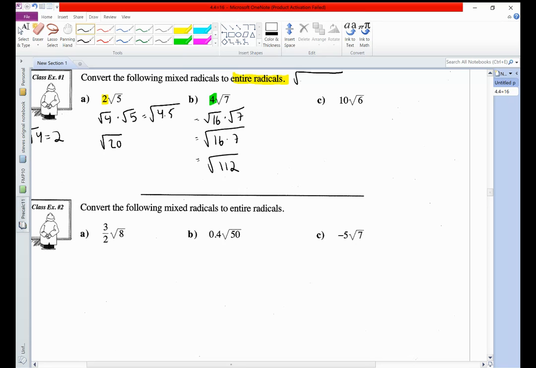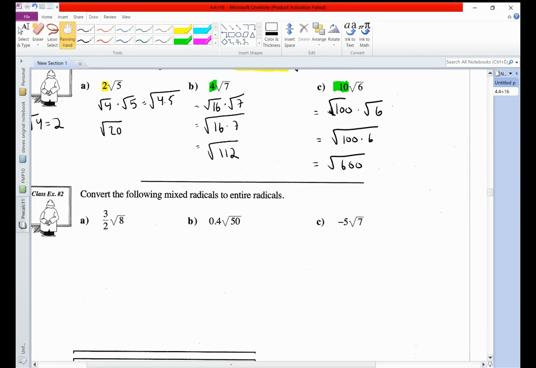The last one, 10 root 6, can be written as, well, we're trying to deal with that 10. We want it as an entire radical, so we want the whole expression to be under the square root sign. So 10 can be written as the square root of 100. Hopefully my square root signs get better. I keep missing the little tail there. Multiplied by the square root of 6. And then we can combine that to be the square root of 100 times 6, or the square root of 600. So it's basically just going the opposite way than we did yesterday.